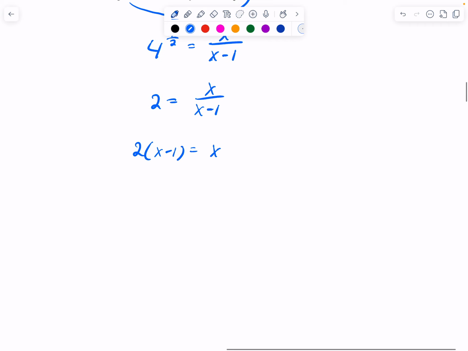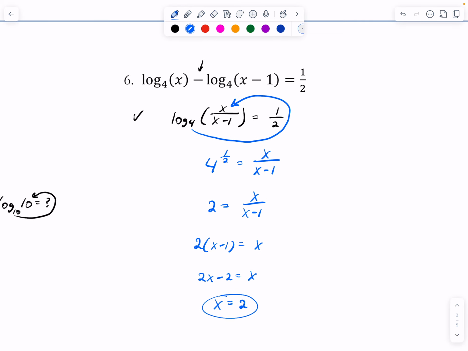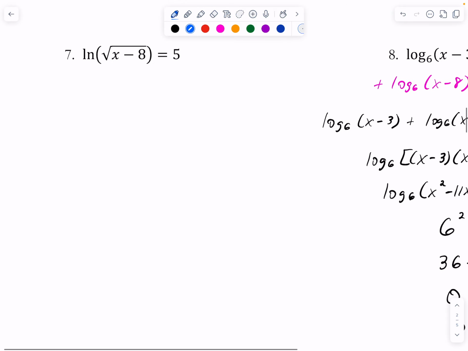I'm going to distribute to get 2x minus 2 equals x. All right, I'm going to move that x from the right side to the left side to get positive x, and move the minus 2 to the other side to get positive 2. Don't forget to check. I don't have any issues. All my arguments would be positive. Okay, last one. Number 7.